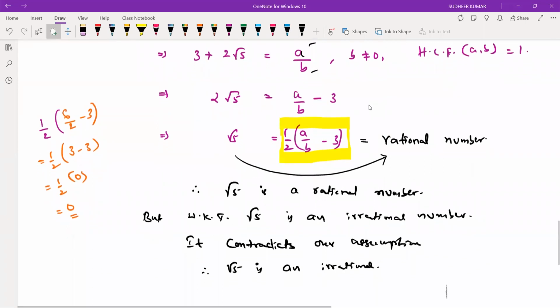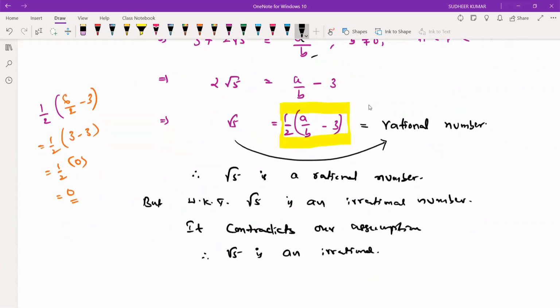When root 5 is an irrational, sum of rational and irrational is always irrational. Therefore, 3 plus 2 root 5 is an irrational. That's it. Do you understand it? Yes, sir. If anybody did not understand, ask me. We'll discuss it once again.